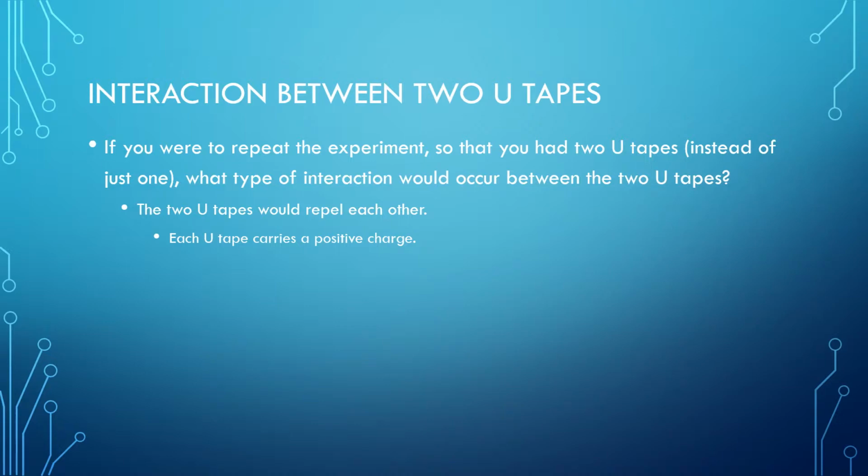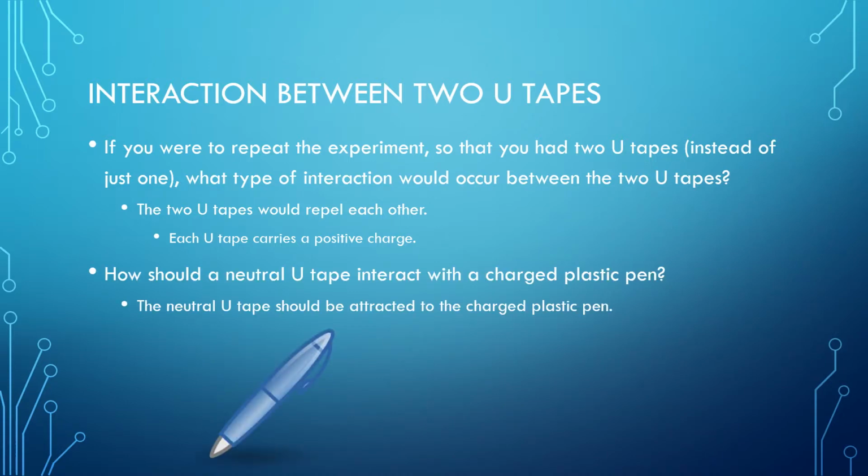How should a neutral U-tape interact with a charged plastic pen? The neutral U-tape interacts with the plastic pen in the same way that your hand interacted with the U-tape hanging off the side of the table. It creates an induced dipole. This means that the charges within the neutral object, in this case the U-tape, rearrange themselves on the surface of the object so that the like charges repel and vice versa. In this example, this would be the reconfiguration of the U-tape in the charged plastic pen.